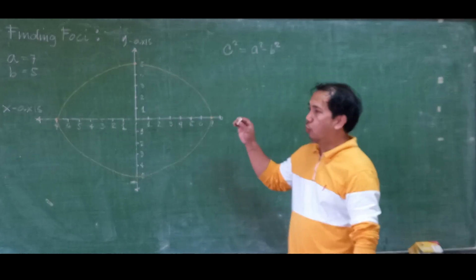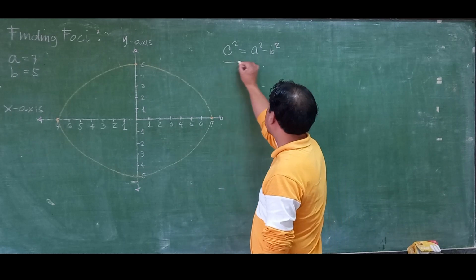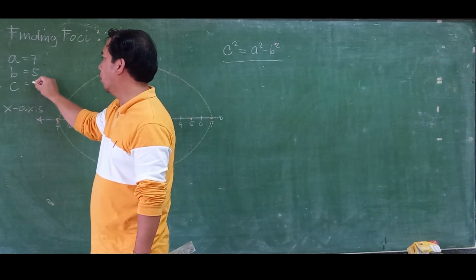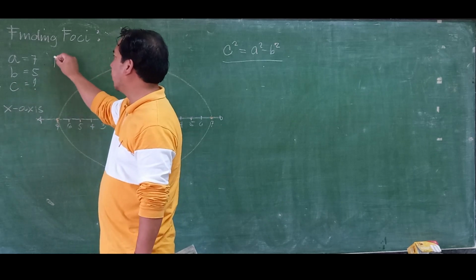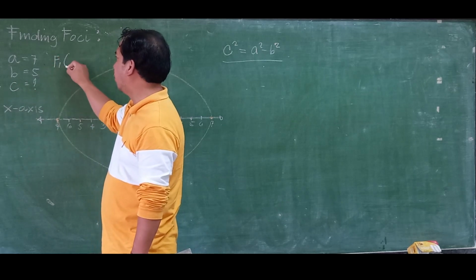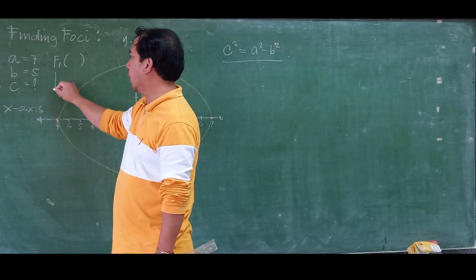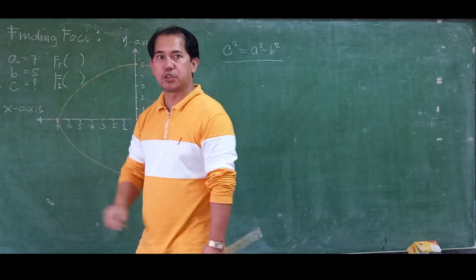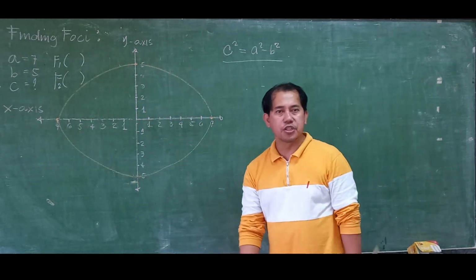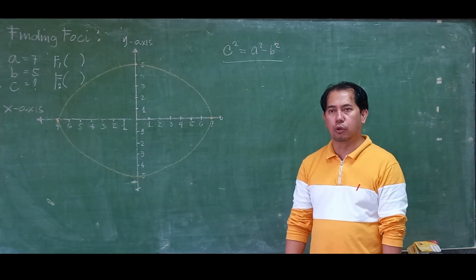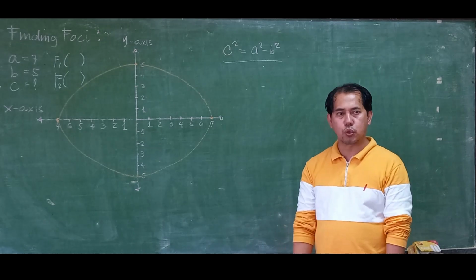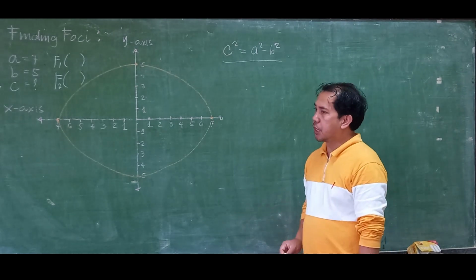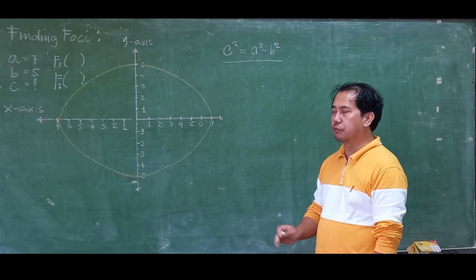And so, when we are going to look for the value of C, our unknown here is C, and that's the time we can now locate the coordinates of focus 1, and we can locate the coordinates of the focus 2, or shall we say, the foci. Foci is the plural form of the focus. You follow? Yes.